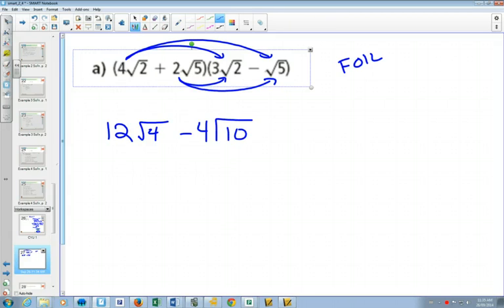Looking at my inside ones, coefficients, 2 times 3 will be 6. Root 5 times root 2 will be root 10. And finally, in my last ones, a 2 times a negative 1 will be negative 2. A root 5 times a root 5 will be root 25.